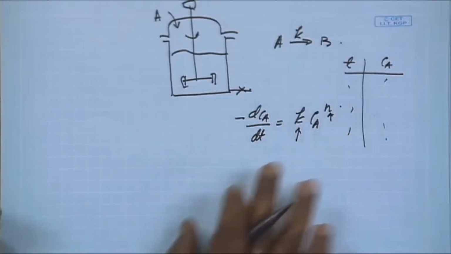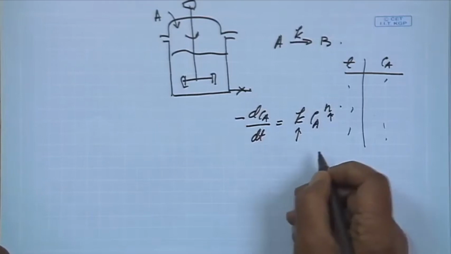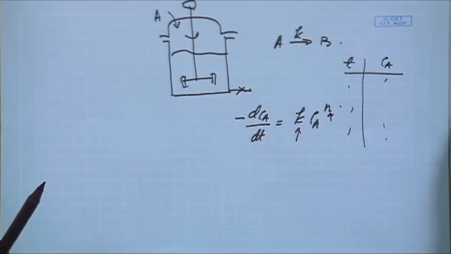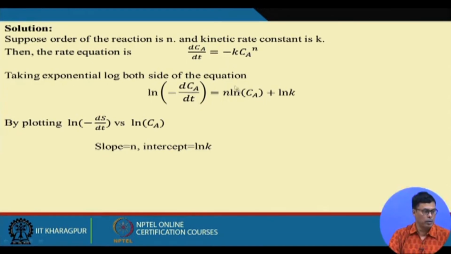So we still have to find out both these things. If you want to do what we still have to do, we can take a log here. You can see, taking the log, minus dCA by dt equal to n log Ca plus log K. We can take ln of Ca and ln K. There I can write like this.